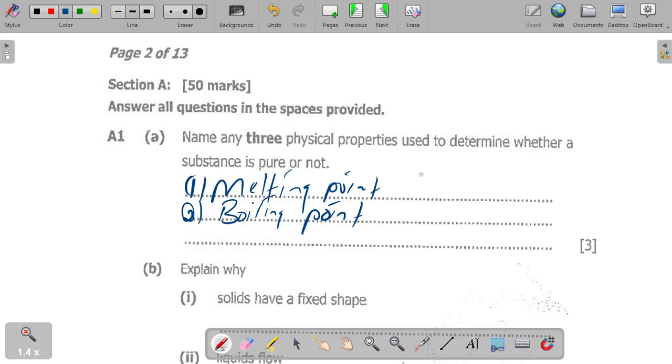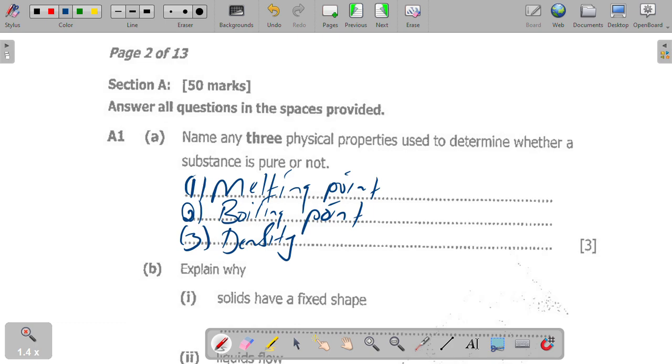Okay, boiling point is one of the physical properties used to determine whether a substance is pure or not. Okay, so a pure substance has a boiling point, which is an exact temperature at which liquid turns into what? Into gases. This is very important. What is our third one? What is the third physical property? The third one, you can mention density.